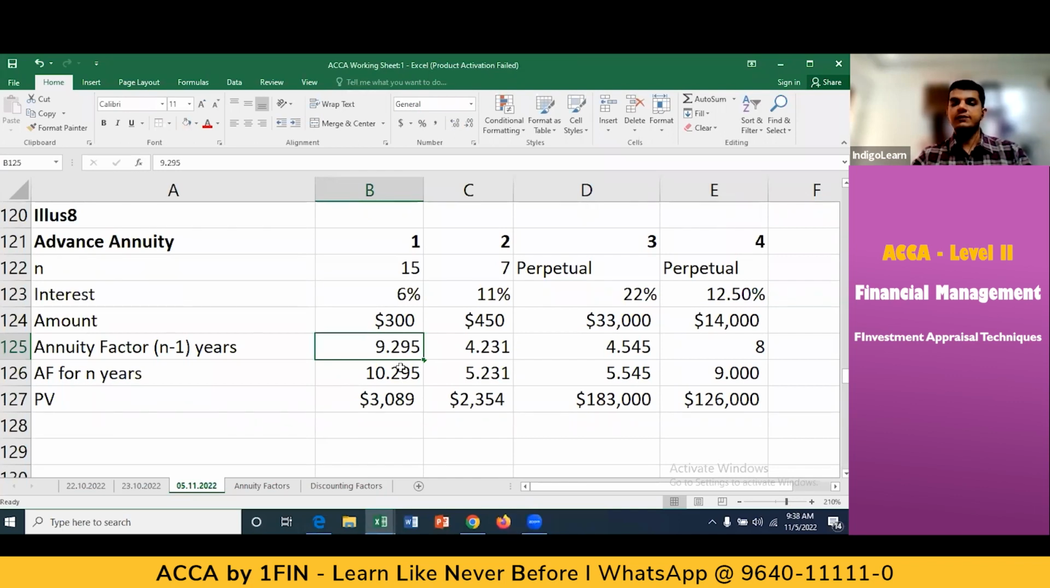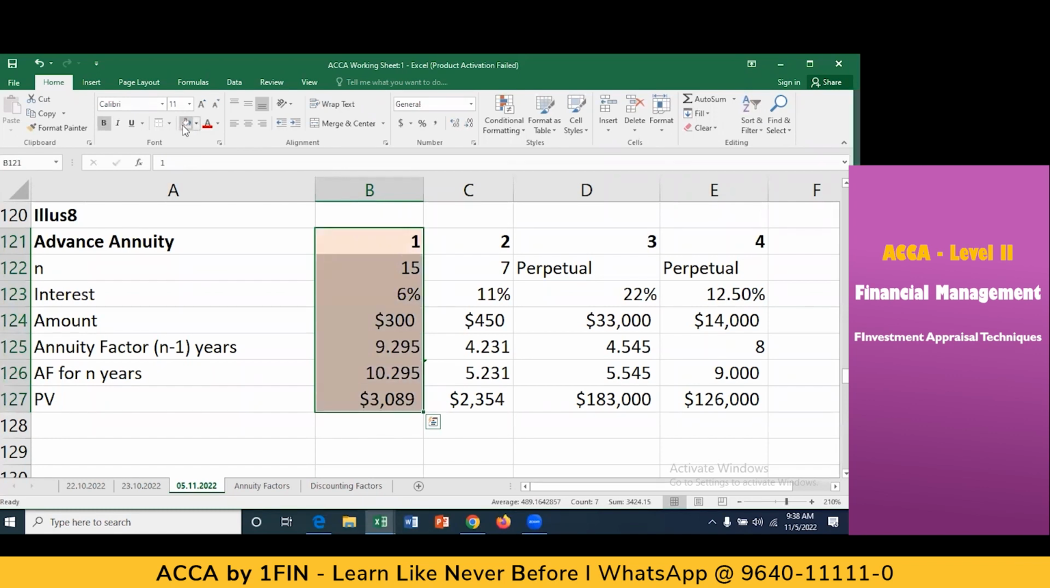The present value factor for year 0 is always 1, so we'll just add 1 to it. We'll get the total annuity factor, that is 10.295. If we want to calculate the present value, we'll just multiply this annuity factor with the annual amount that I'm receiving, $300, totaling to 3089. Is it clear, or any doubt here?